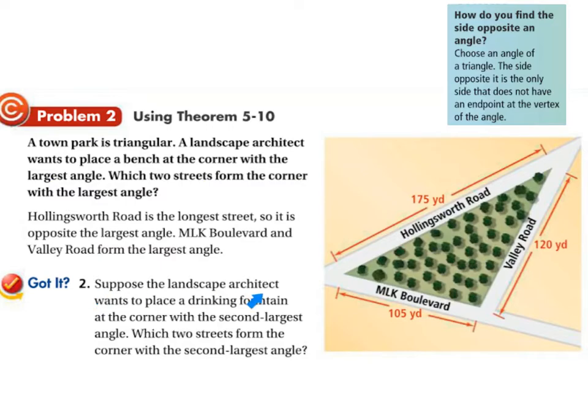Now, suppose the landscape architect wants to place a drinking fountain at the corner with the second largest angle. Which two streets form that one? Try it for a second, and then we'll answer it. Okay, so the second largest angle is going to be across from the second largest side, or the middle length side in the triangle. That's this right here, Valley Road. So what two streets form that second largest angle that's opposite it? Well, the other two streets. So Hollingsworth Road and Martin Luther King Boulevard. Yep.